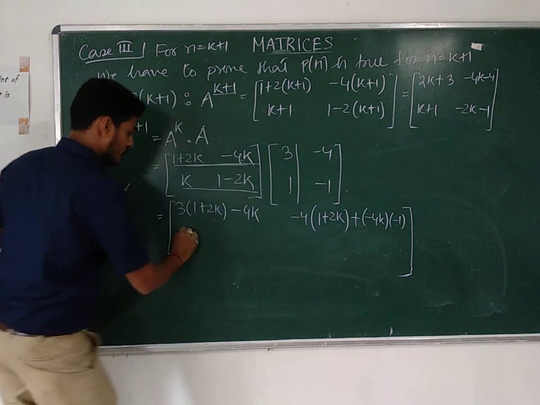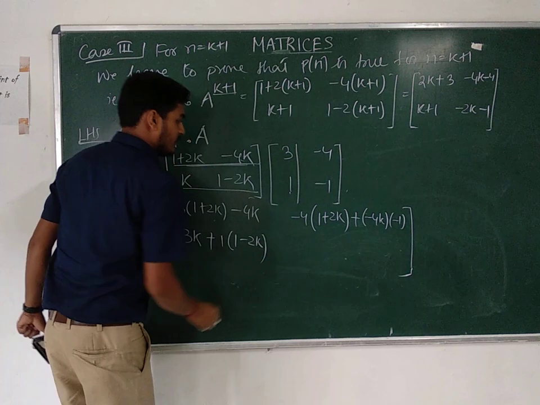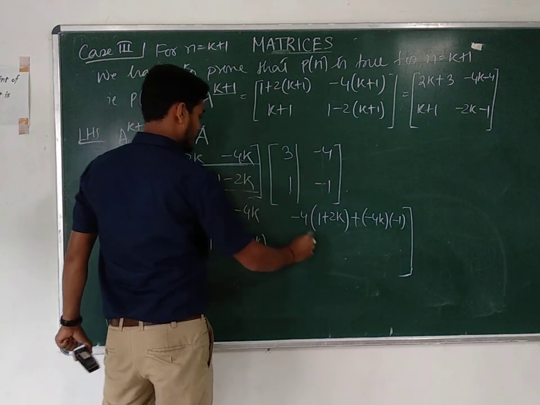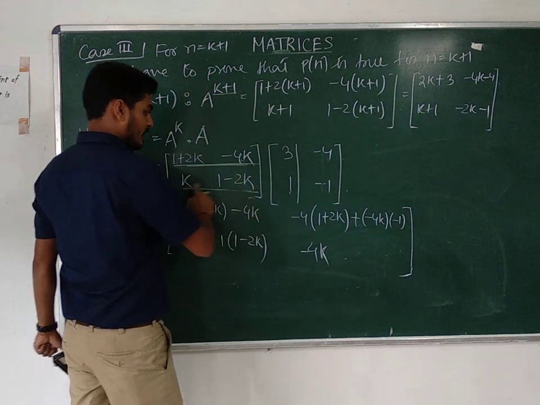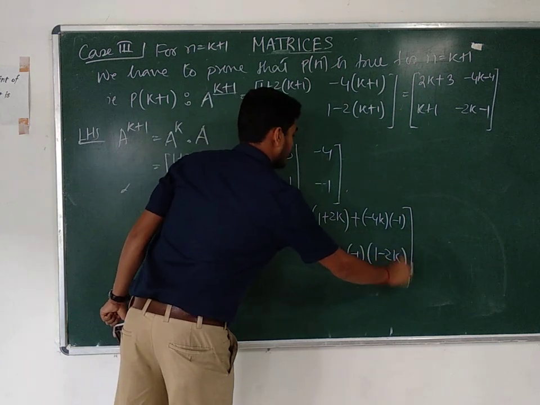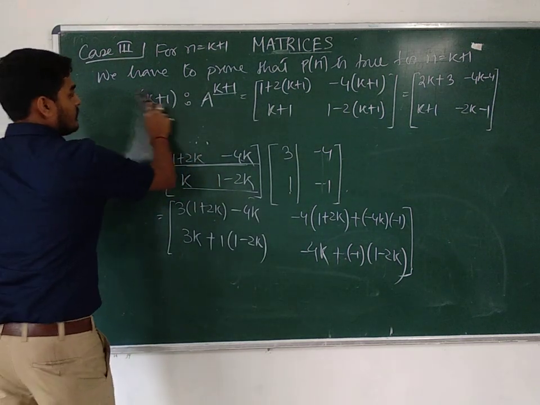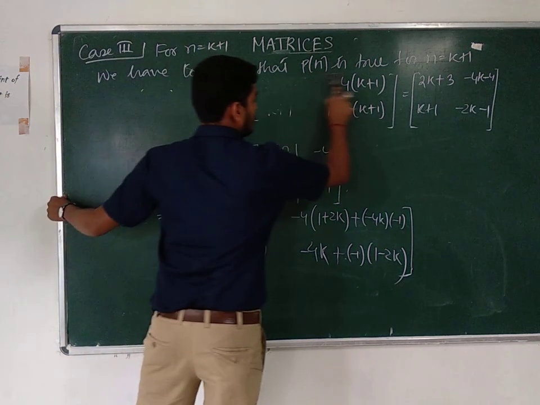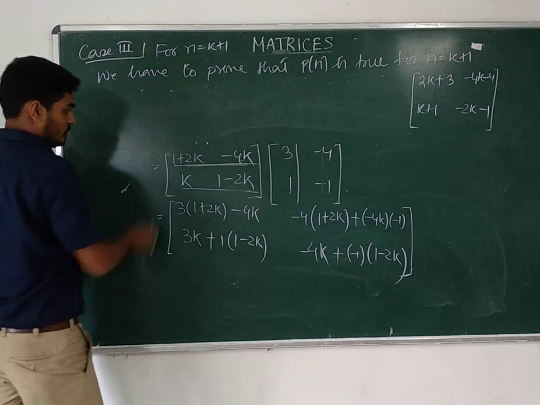Then second row first column: 3k plus 1 into 1 minus twice k. Second row first column finished. Then second row second column: minus 4 into k, minus 4 into k, plus minus 1 into. Now try to simplify what we have. We have to show that the left hand side is the right hand side. So what is the right hand side? The right hand side is this one. So try to simplify it.